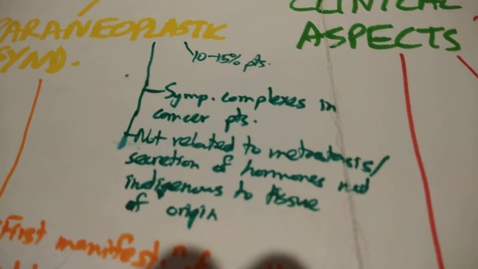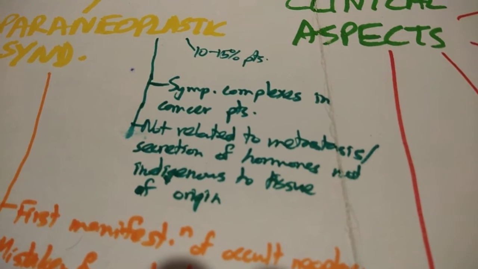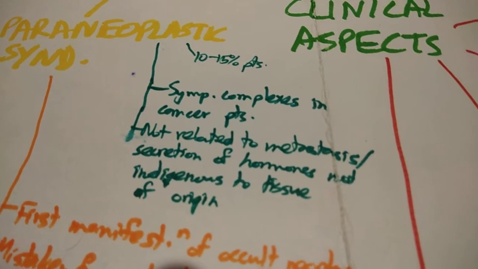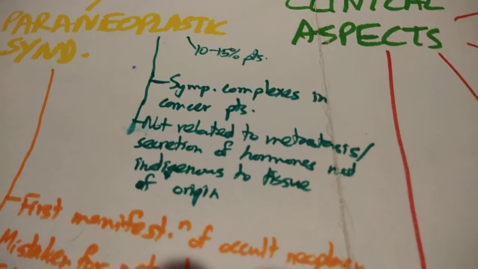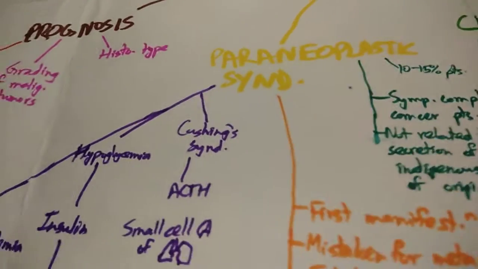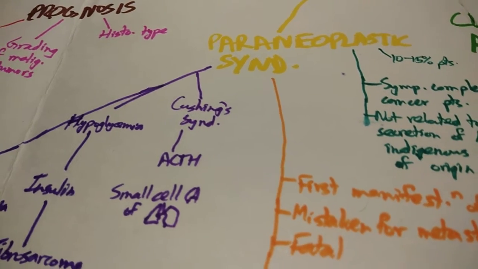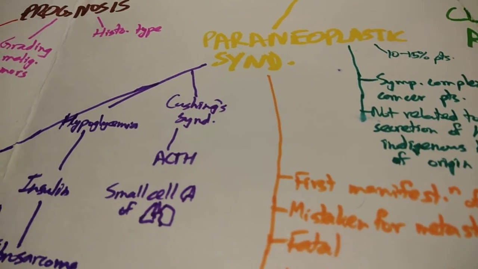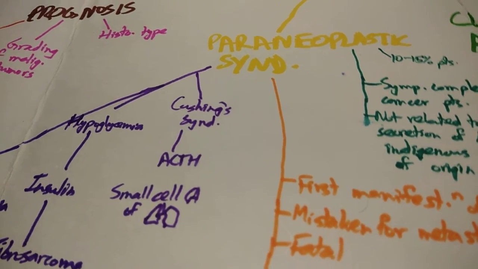Paraneoplastic syndromes are seen in 10 to 15 percent of cancer patients, as symptom complexes not related to metastasis, involving selection of hormones which are typically not indigenous to the tissue of origin. Examples include Cushing's syndrome, which can be seen from small cell carcinoma of the lungs. Cushing syndrome-like symptoms can be seen because of excess secretion of ACTH hormone from the small cell carcinoma of the lungs.